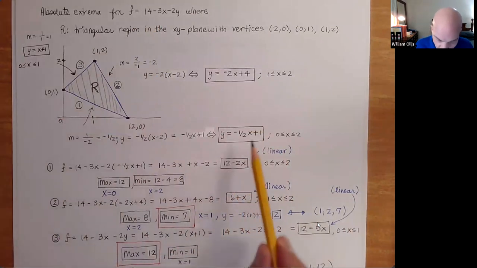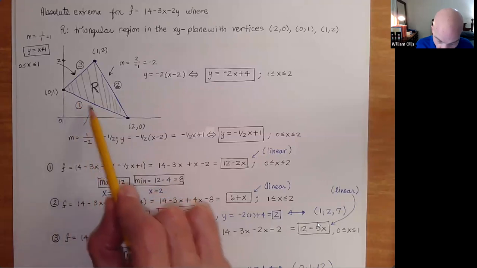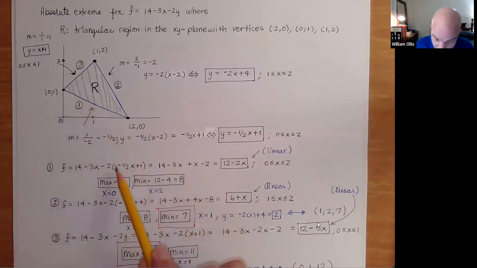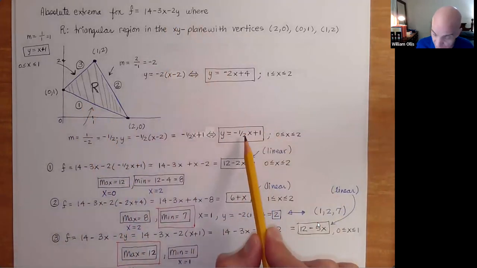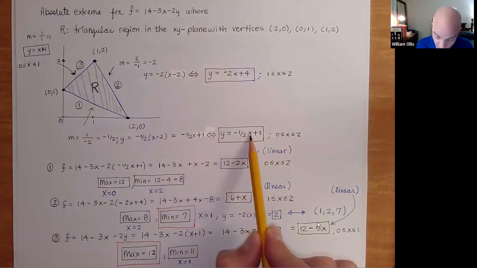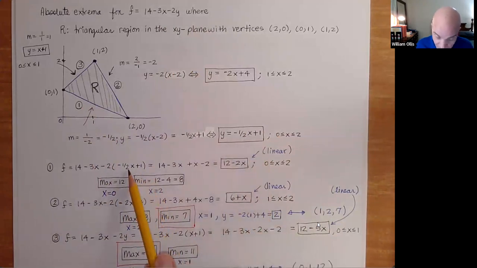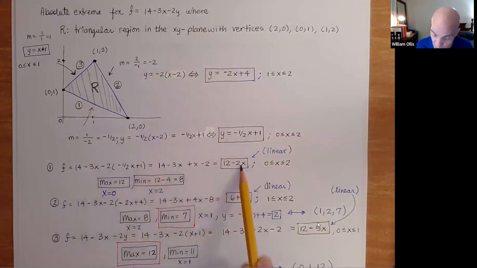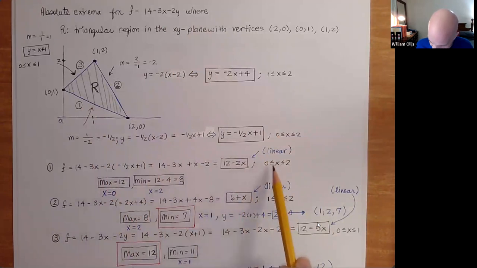So for instance, for segment 1 here, we just simply replace y with the expression negative 1/2 x plus 1, which I have here. And then we, of course, multiply. So we get a positive x, and then a negative 2 times the 1 is a negative 2, and combine terms. So we have 12 minus 2x. Again, same restrictions on x. x runs from 0 to 2.